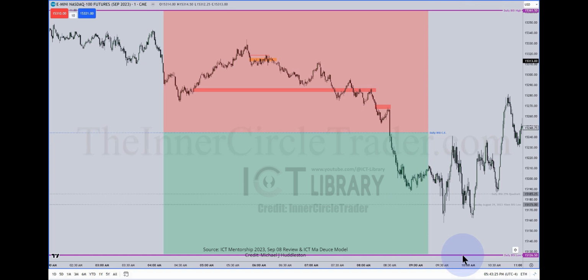So the only thing I'm stating here is if we were to take that range, which is the daily candle, and I'll explain again what I'm showing you here on the daily chart.